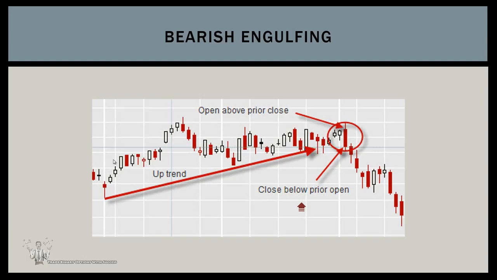which is basically your first candle before your bearish engulfing, needs to be bullish. So you need a green candle, and then you need your red bearish engulfing pattern for this to mean something.